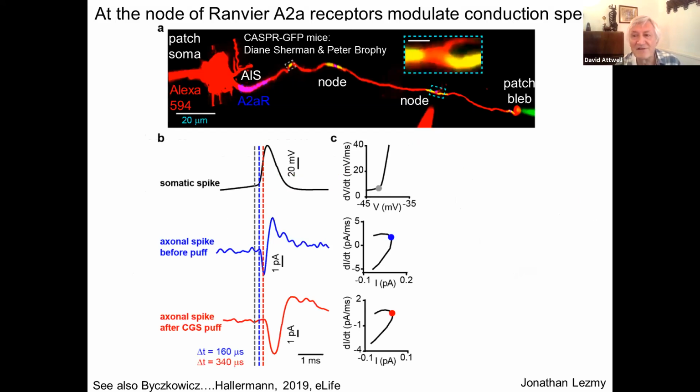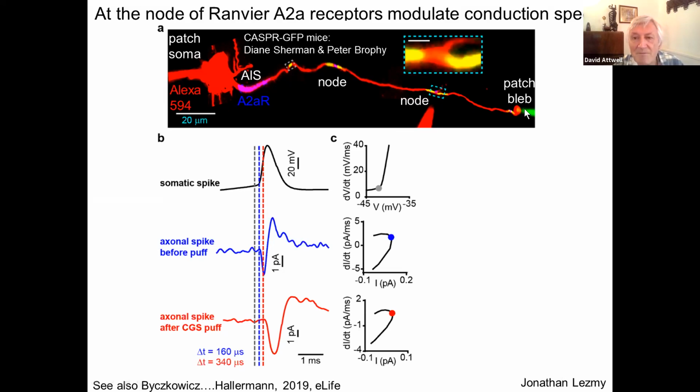It turns out it's the same at the node of Ranvier, and that's really what I'm focusing on now. So Jonathan Lesmie, a very talented postdoc in my lab, developed this preparation where he can patch clamp a layer 5 pyramidal cell, put a dye in the axon to be able to monitor where the nodes are by looking for branch points. Branches only go off where the nodes are. This is in a mouse we got from Diane Sherman and Peter Brophy, where there's GFP in the paranodes, so we can also see the nodes that way.